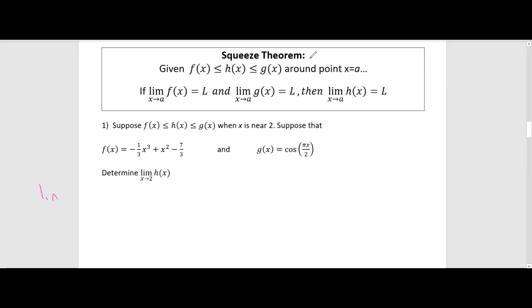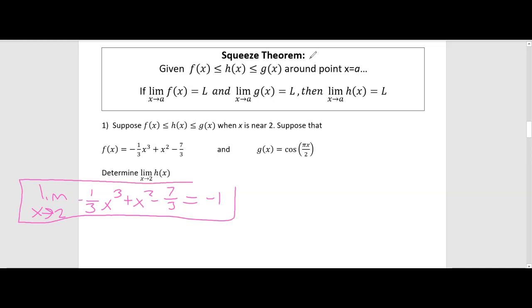Let's start by finding the limit as x approaches 2 of f of x, which is negative 1/3 x cubed plus x squared minus 7/3. Now again, when we evaluate a limit, we always want to check direct substitution. So if I substitute 2 in for x, I end up getting -1, and you can work out the algebra for that or put it into your calculator.